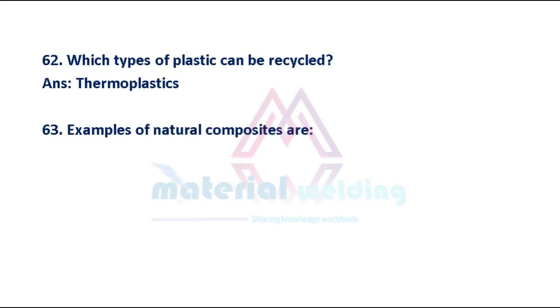Next, examples of natural composites are wood, marble, and granite. Man-made composites are fiberglass, cardboard, plywood, and high-tech materials used in aerospace.